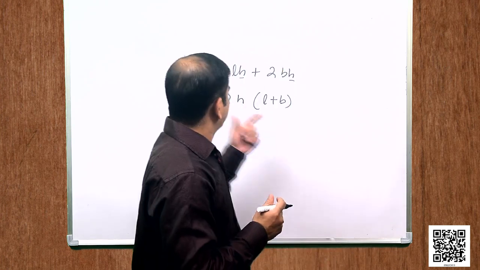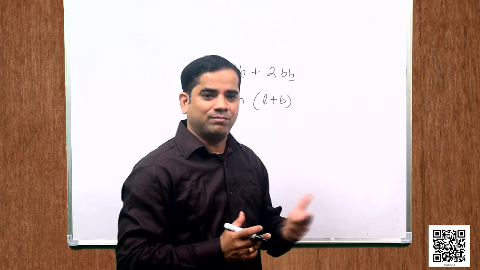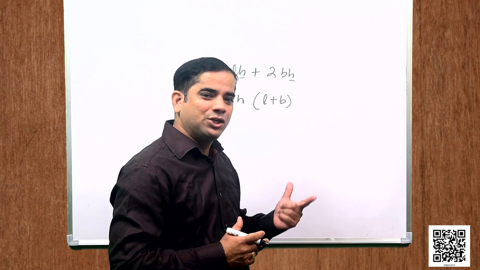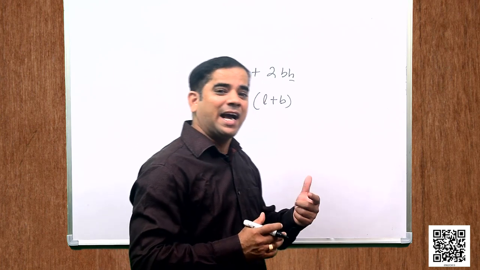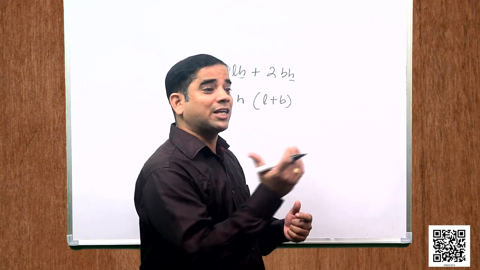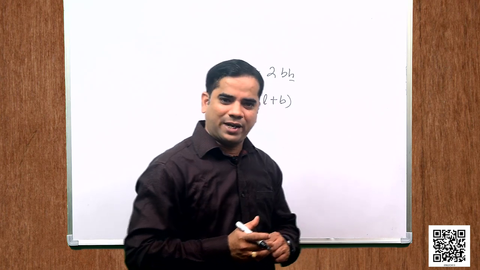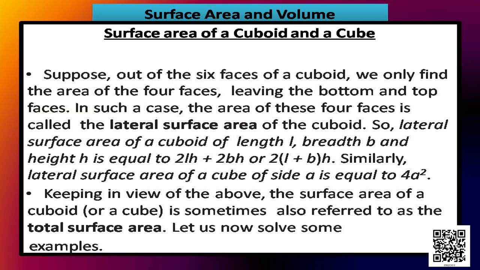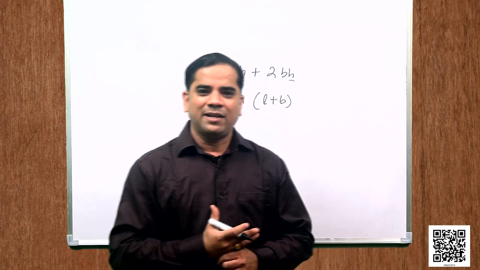So, by following this formula, we can find out the lateral surface area of a cuboid. Fine. So, this is lateral surface area and that was surface area. Surface area is 2 into LB plus BH plus LH. And lateral surface area, that means the areas of 4 sides, those surround the cuboid, leaving behind the top and bottom surfaces. Okay. So, keeping in view of the above, the surface area of a cuboid or a cube is sometimes also referred to as the total surface area, as I have been referring time and again during my discussion.